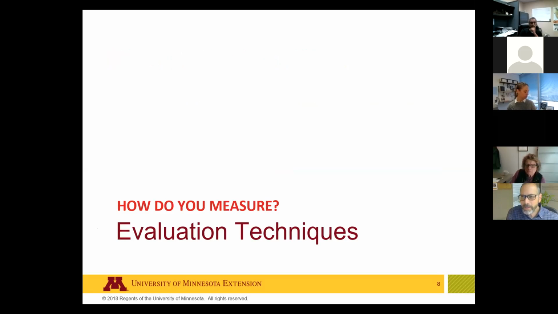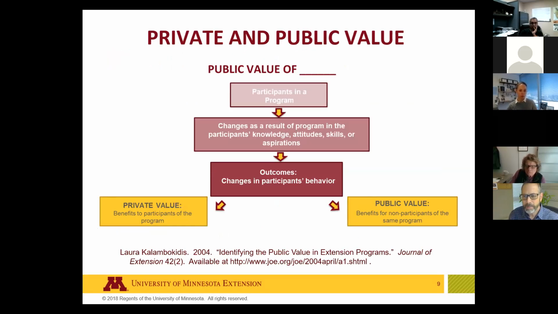So I'm going to talk very briefly about the ways we collected data, some of which are similar to what you heard about from Rebecca in Washington State. Before I jump in, I just want to remark on this difference between public and private value because they were important for us to think about.